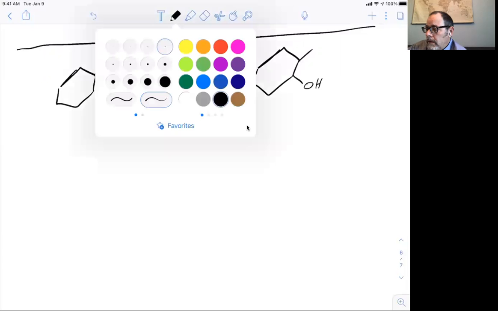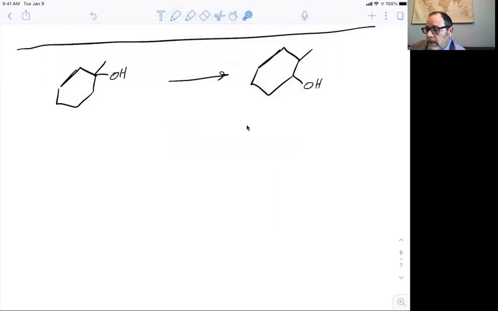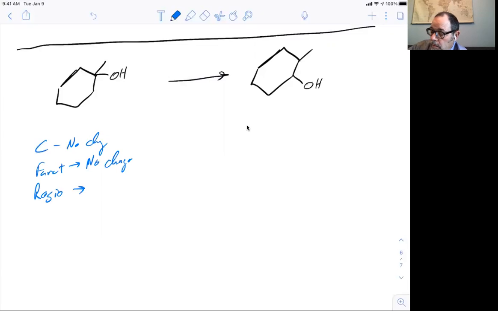Okay, let's take a look. So if we look at our carbons, it doesn't look like we're changing any of our carbons. So we've got our six-membered ring and the methyl group. So for carbons, no change. Functional group here, no change. We're going from alcohol to alcohol, but regiochemistry, we've moved one carbon. So we've moved our alcohol from the tertiary position here to this secondary position. And it could have been either one of these two, but we've moved our, and then stereochemistry, none shown.